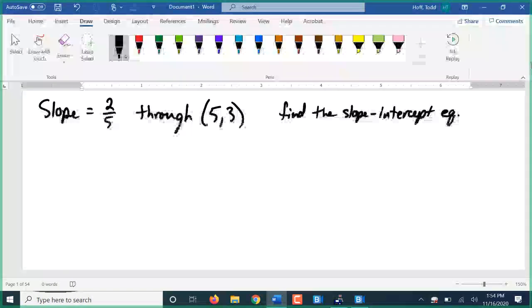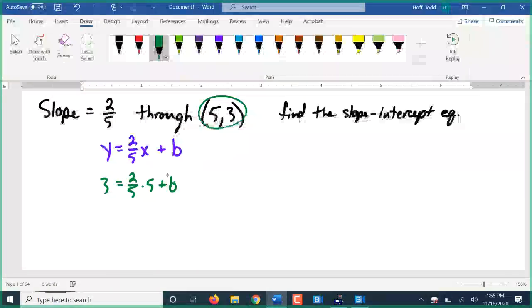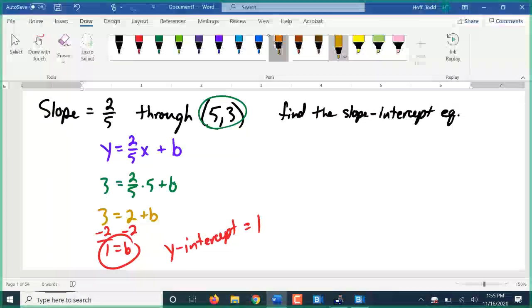Okay, so y equals slope, so 2/5 times x plus b for our y-intercept. We put in the point 5,3, so y is 3 when x is 5. We combine: 2/5 times 5 is 2. And to solve for b, we subtract 2 to get 1 equals b. So our y-intercept equals 1. So the equation: y equals the slope of 2/5 times x plus the y-intercept of 1.